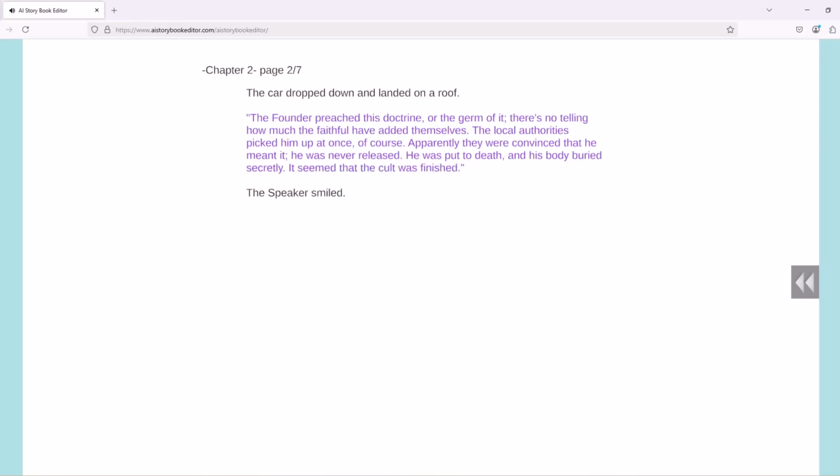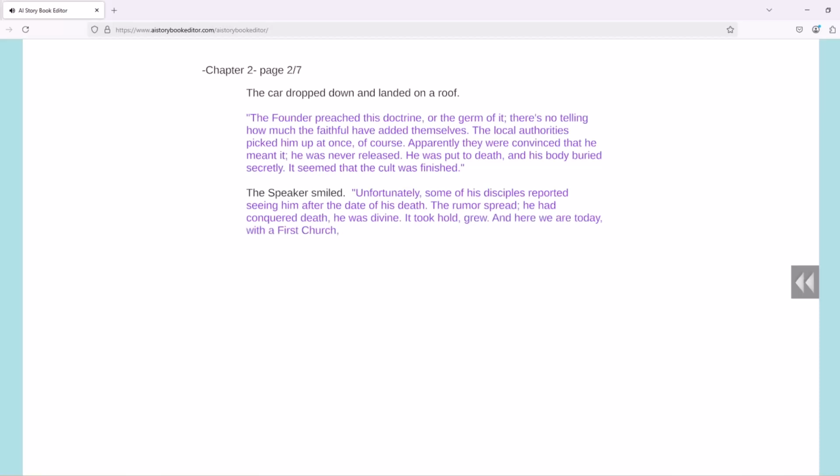The speaker smiled. "Unfortunately, some of his disciples reported seeing him after the date of his death. The rumor spread. He had conquered death. He was divine. It took hold, grew, and here we are today with a First Church obstructing all social progress, destroying society, sowing the seeds of anarchy."